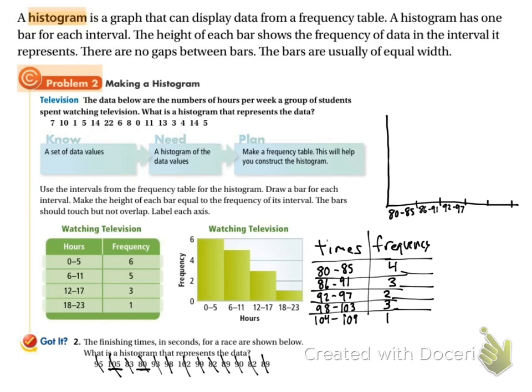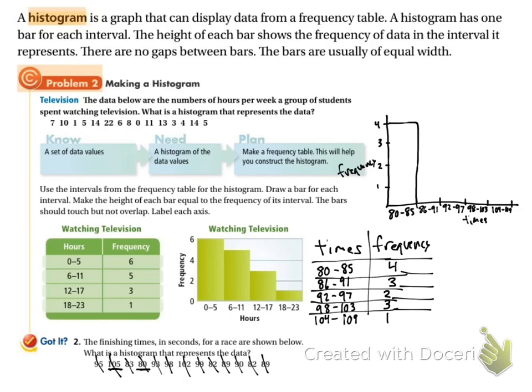And then 98 to 103, and 104 to 109. So those are the times. And on the left I'll have the frequency. The highest my frequency gets is 4. So 1, 2, 3, 4. Okay. So our first one goes all the way up to 4.